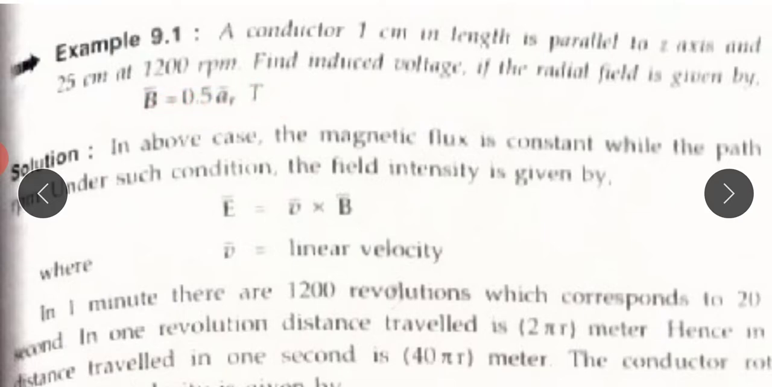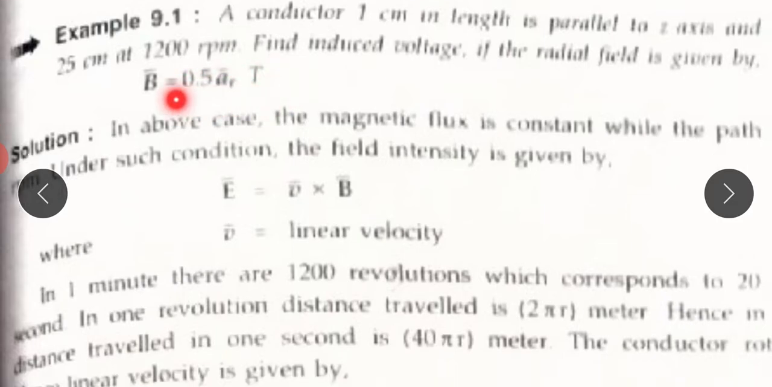Here B bar equals 0.5 aR bar, which is a constant value, and the conductor is rotating with a speed of 1200 rpm. So the type of induced EMF is dynamically induced EMF. Here the conductor is rotating and the magnetic flux is stationary. So E bar equals V bar cross B bar. Here V bar is the linear velocity.